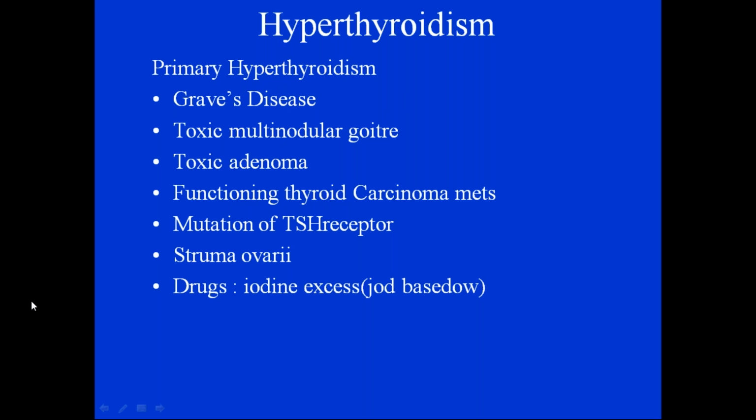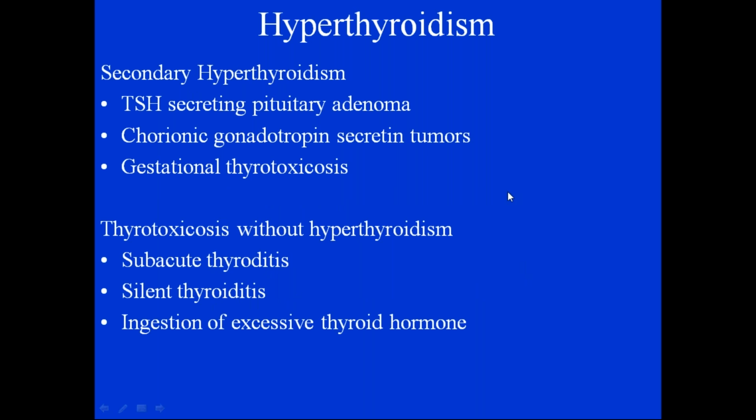Functioning thyroid carcinoma metastases, mutation of the TSH receptor, struma ovarii, and drugs can also cause iodine excess. So these are some of the conditions of primary. Whereas the secondary is TSH secreting pituitary adenoma, chorionic gonadotropin secreting tumors, gestational thyrotoxicosis. So these are some of the conditions where TSH is low.